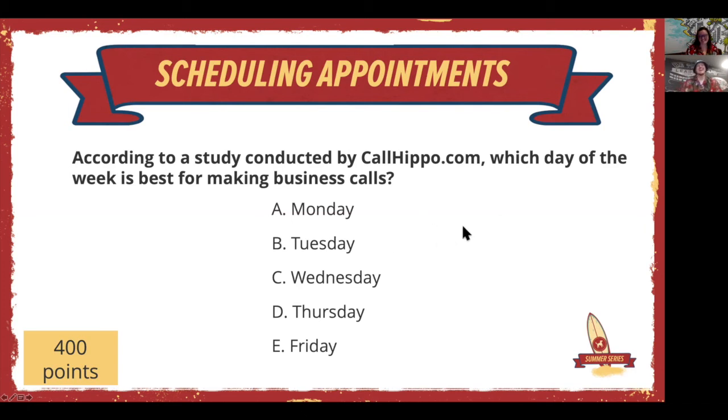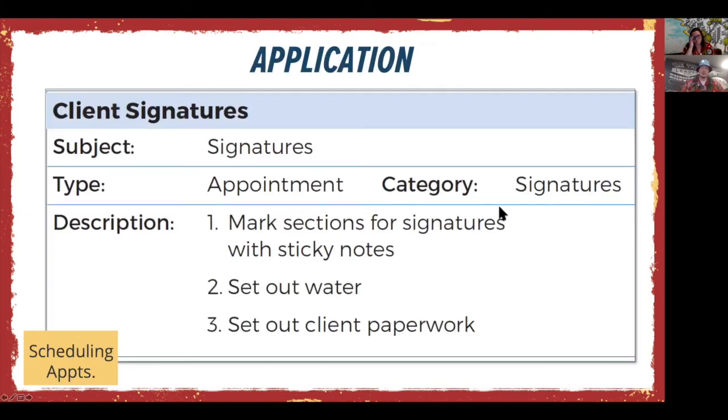All right, let's see how everybody responded. Looks like the overwhelming majority of us said that it was Tuesday. Call it, interestingly, found that it was Wednesday. They said that it was definitely not Monday, and it definitely was not Friday, but that the middle of the week was the best day for making business calls. So do what you wish with that information, but when it comes to scheduling appointments, you might consider reaching out to them on a particular day, like a Tuesday or Wednesday, because that seems to be the most effective time to reach out to clients.